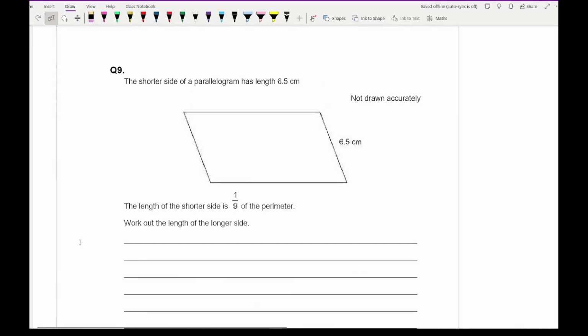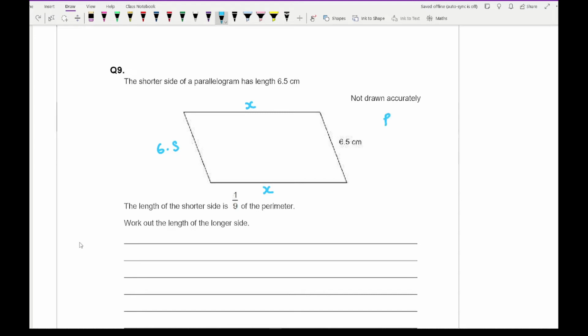Moving on to question 9, again, a question that generally comes up a lot. The shorter side of a parallelogram has length of 6.5, and it says the length of the shorter side is 1/9 of the perimeter. Work out the length of the longer side. Now, there's a couple of ways in which you could do this particular question. As long as you're getting the right answer and you're showing some working out, it should be fine. So I'm just going to go through the one that comes to mind first. So first of all, I'm going to start by calling the missing side x.